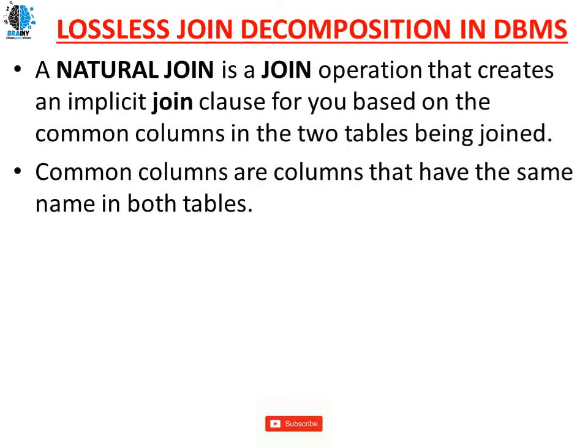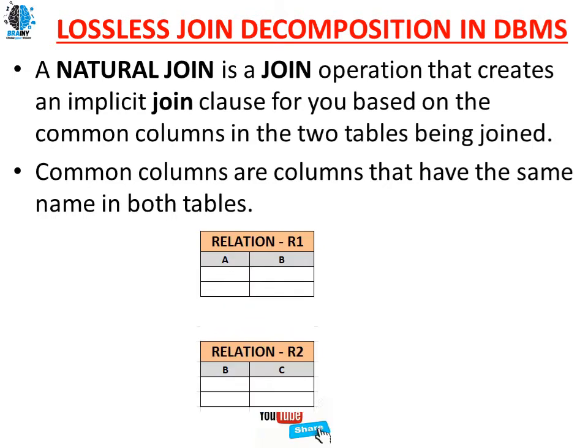In lossless join decomposition, we use natural join, obviously. So let's see in brief what a natural join is. A natural join is a join operation that creates an implicit join clause for you based on common columns. This is very important: if two relations R1 and R2 are given, both relations should have a common column, and only then can we perform the join operation. The common column should have the same name in both relations as well.